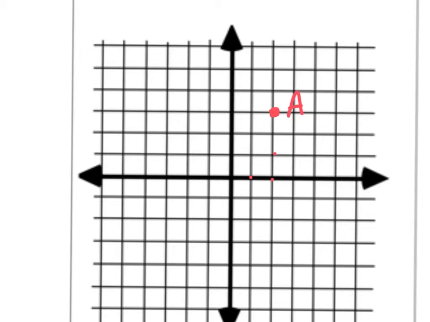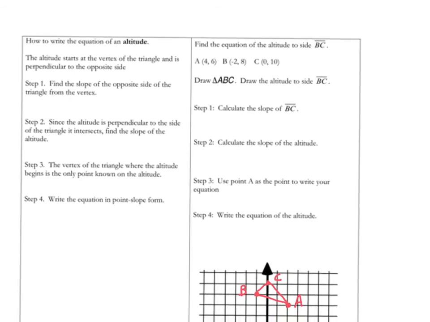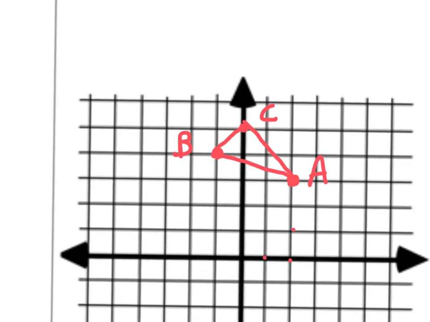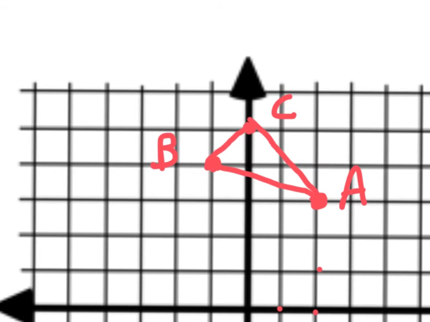-2, 2, 4, 6, 8. And 0, 2, 4, 6, 8, 10. There is my triangle, and I'm drawing the altitude to BC. Okay, so what does that mean? Where does it start? It starts at A, and it's going to be perpendicular to BC.